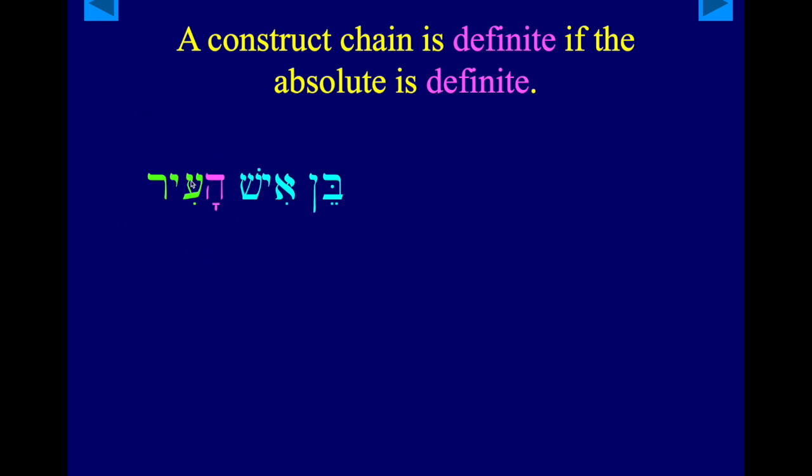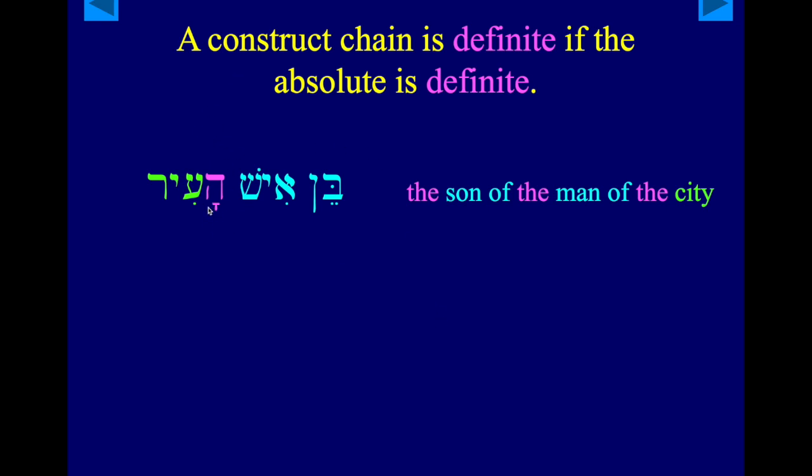So this is bein ish ha'ir, a son of a man of the city. Then we have to take this and move it all the way back up the chain. So everything becomes definite retroactively, right? It works its way back up the chain. So the son of the man of the city. The son of the man of the city. You only need to mark the last element in a construct chain.